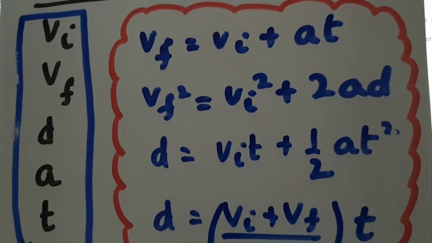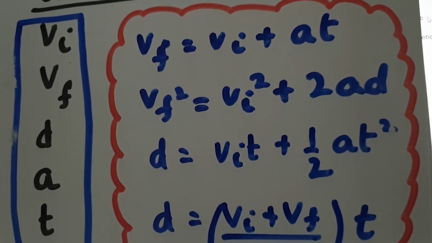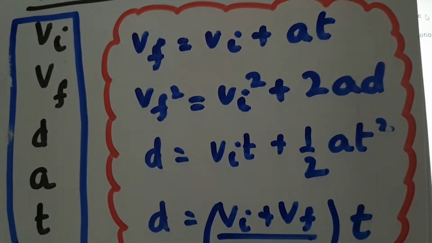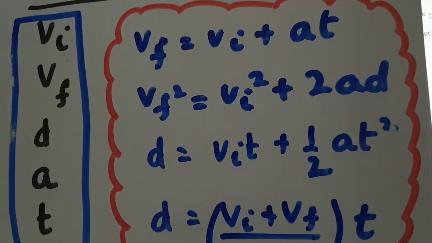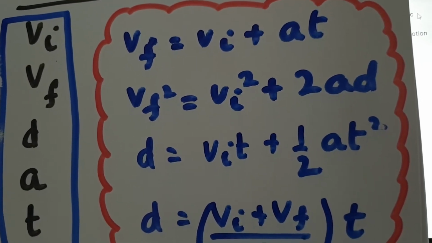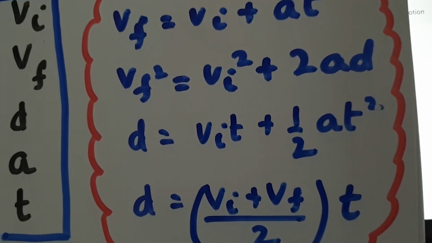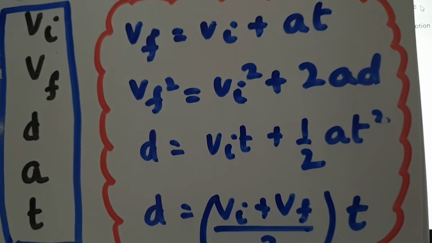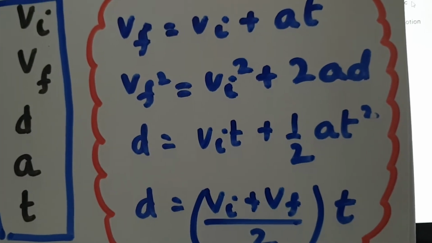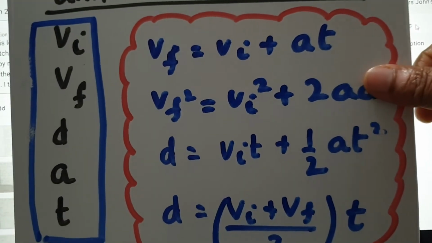Okay, so there are 4 of these equations, but if you look at them carefully, each of those equations has one of these 5 quantities missing. If you look at the first one on the top, VF equals VI plus AT, there's no distance. Then if you look at the second equation, the time is not there. In the third one, VF is not there. And in the fourth one, acceleration is not there. So depending on what is given in a question, you've got to select which one fits the data given in the question.